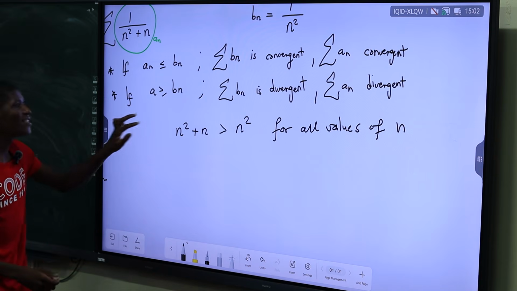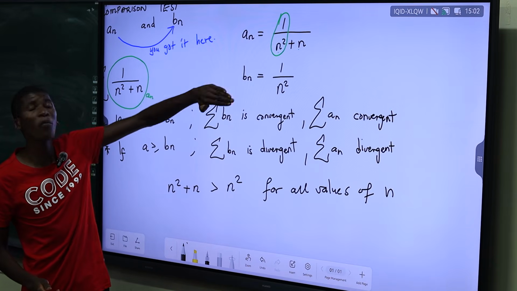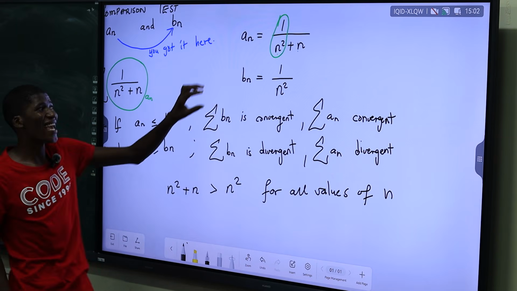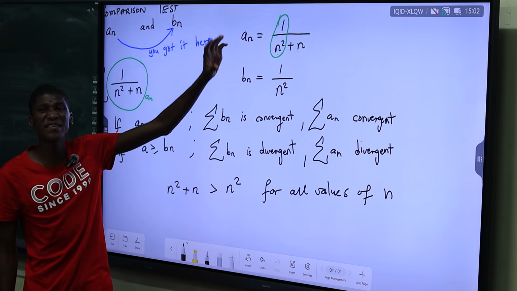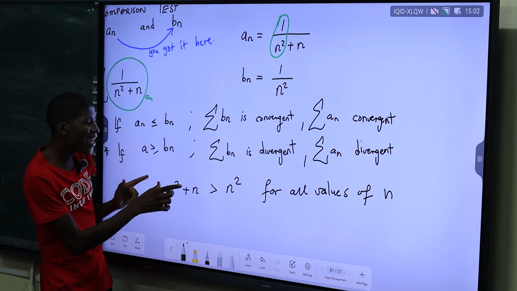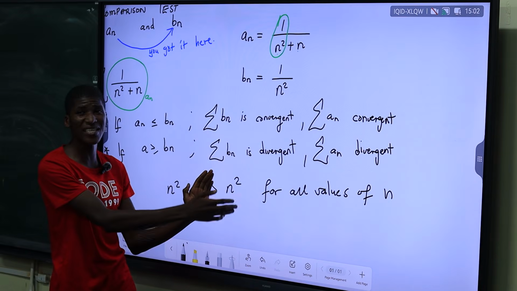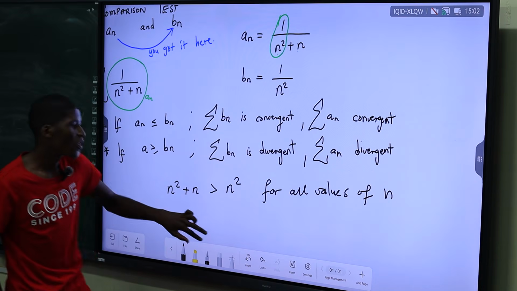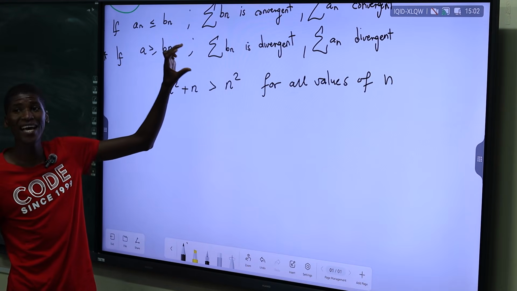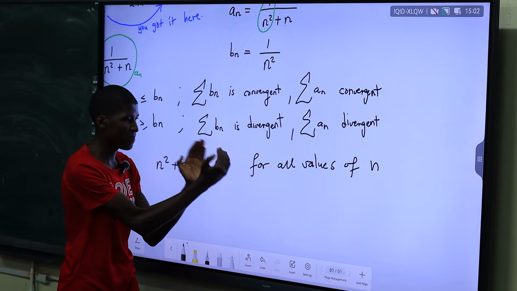So now we need to look at our original sequences. They are given in the form of a fraction. So this means UAN would have a bigger denominator than UBN for all values of n. Because the denominator of AN is n squared plus n, it is going to be a bigger denominator than n squared. So for all values of n, the denominator n squared plus n is always greater than the denominator n squared, the one for AN and the one for BN.